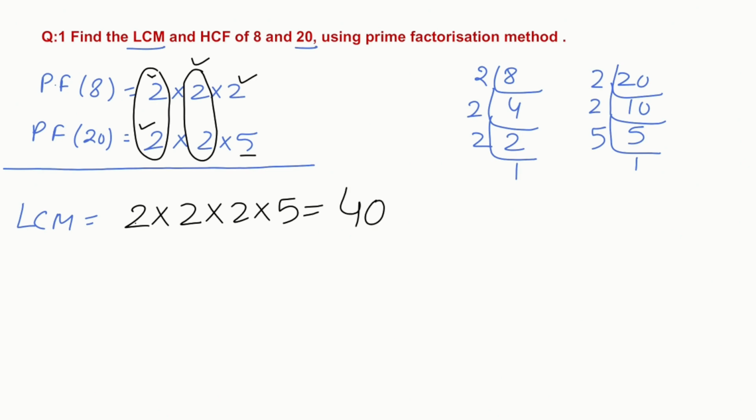What is the meaning of that? 40 is the first number which comes in the table of 8 and 20 both. Now how to find the HCF? For this, we are going to write the common factors. So one pair of 2 is common, so I'll write 1, 2. And another pair of 2 is also common, so I'll write one more 2, which is 4. So 4 is the highest number which can divide 8 and 20 both. That's why it is called the HCF.